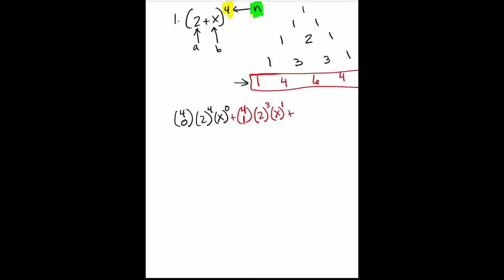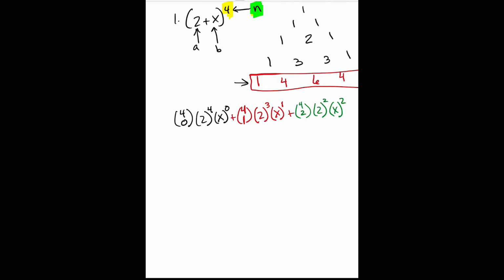Plus, again, some exponent. Let me do that again. So some exponent, 4 choose 2. So that's a to the second power times x, my b term, to the second power.